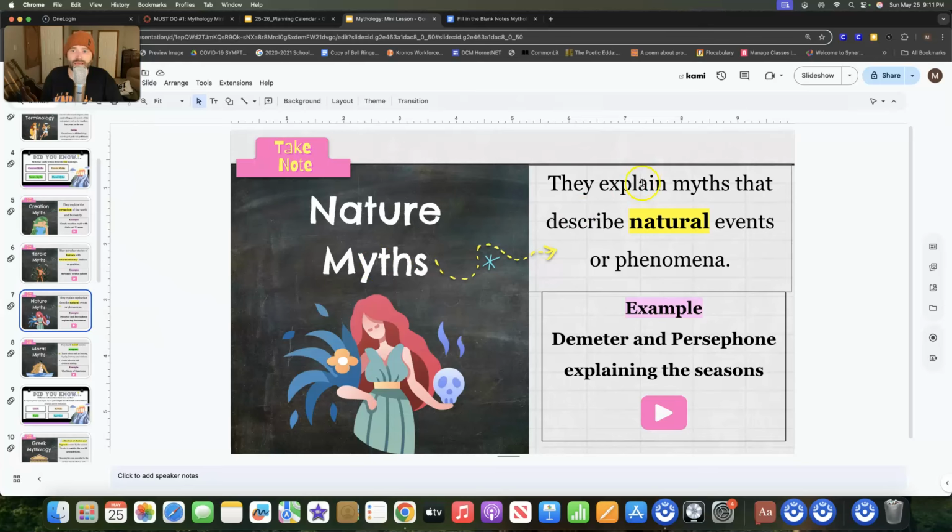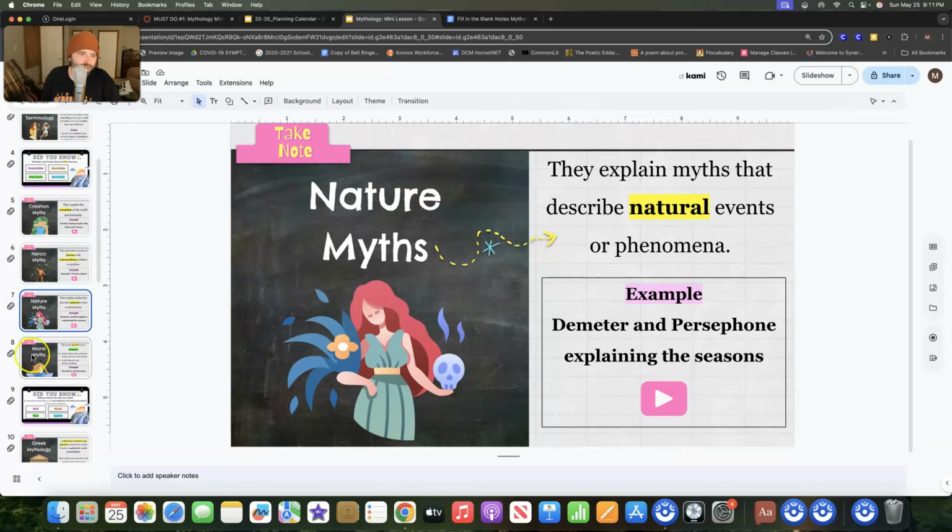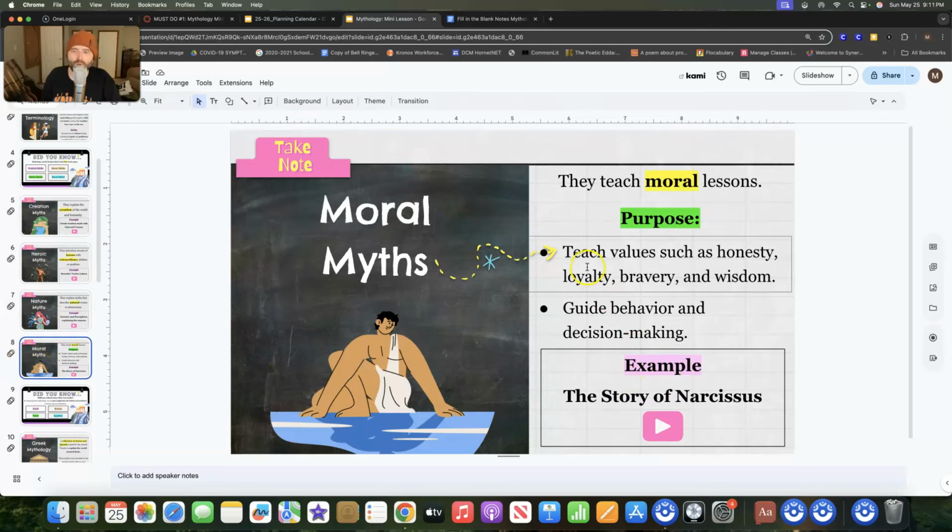Now, nature myths describe natural events or natural phenomena. Demeter and Persephone explain the seasons, right? Because of these two, and we'll throw Hades into it as well, we have the 4 seasons according to Greek mythology. And then our final one, moral myths.